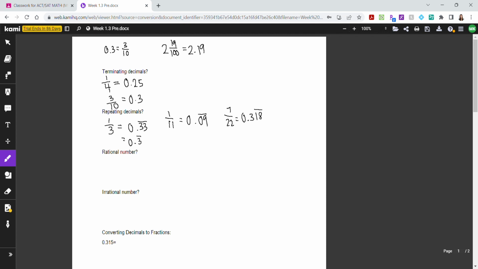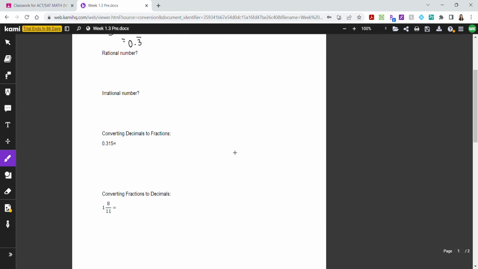All right. Now, if you have any questions about terminating and repeating decimals, bring that to your deep dive lesson. Now, the next thing for us to move onwards to is rational numbers.